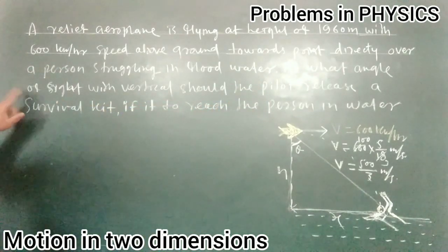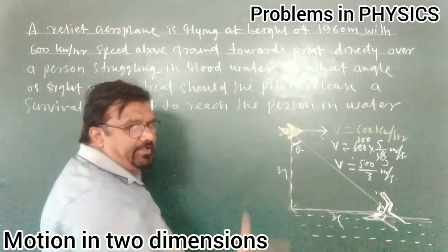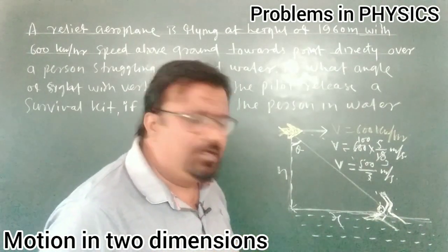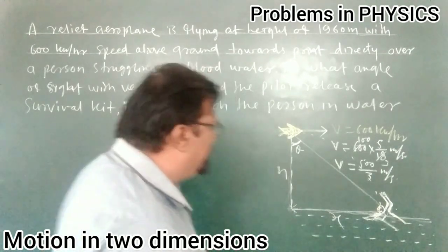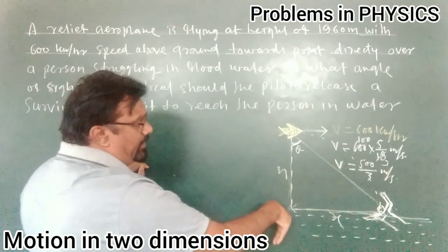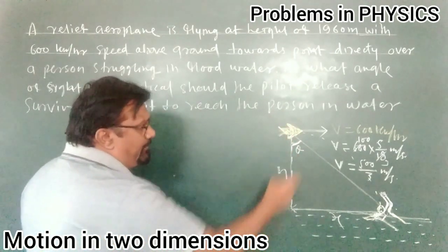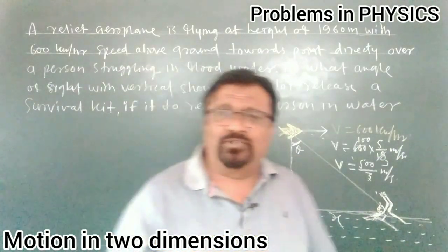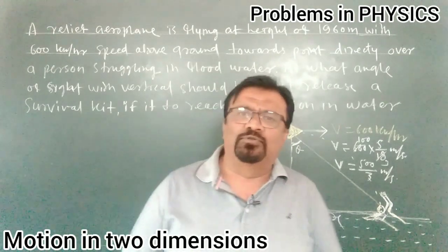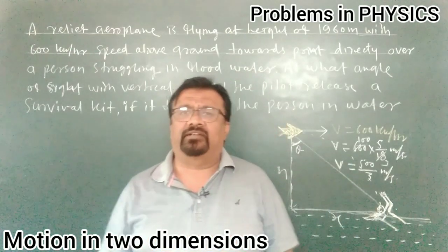at what angle of sight should the pilot release the survival kit? You know, there is a survival kit which may be helpful to that person who is trying to survive in the flood. The pilot has to release that survival kit at a certain angle to the vertical. It is asked at what angle to the vertical the pilot has to release that survival kit, so that the survival kit can reach directly to that person, and that person doesn't have to struggle more to get it.